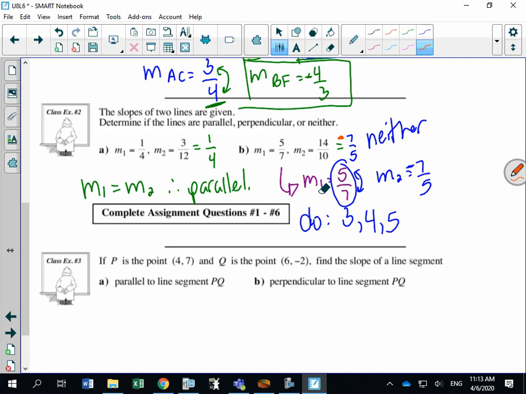I was going to get you to pause it and do 3, 4, and 5. You could, or I'll quickly finish off this last example and then I'll give you your homework questions.